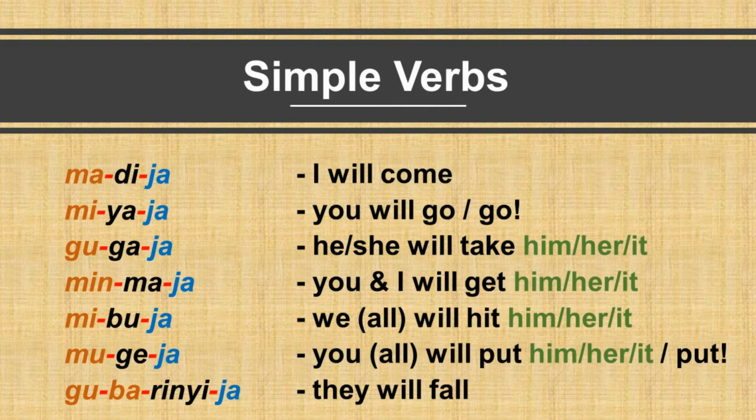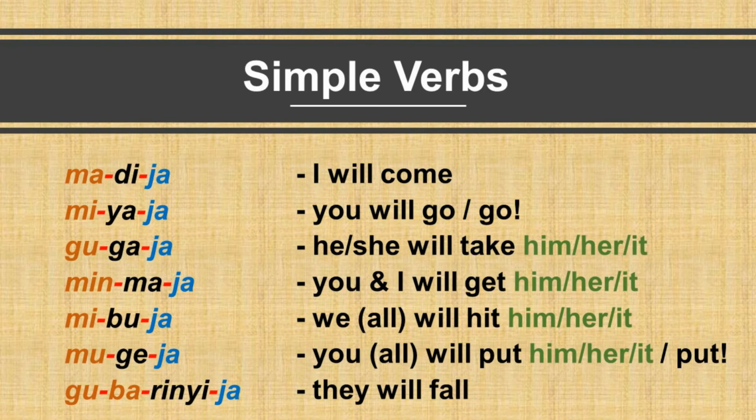Gugaja, he or she will take him or her or it. Minmaja, you and I will get him, her or it. Mibuja, we all will hit him, her or it. Mugeja, you all will put him, her, it, or as the imperative put. And gubarinija, they will fall. Okay. And this is the end of the first part for simple verbs.